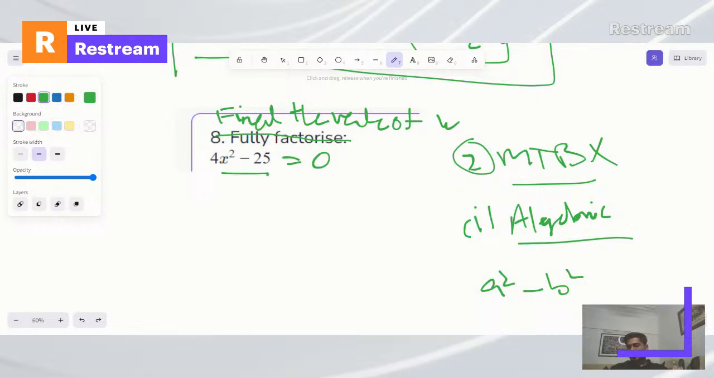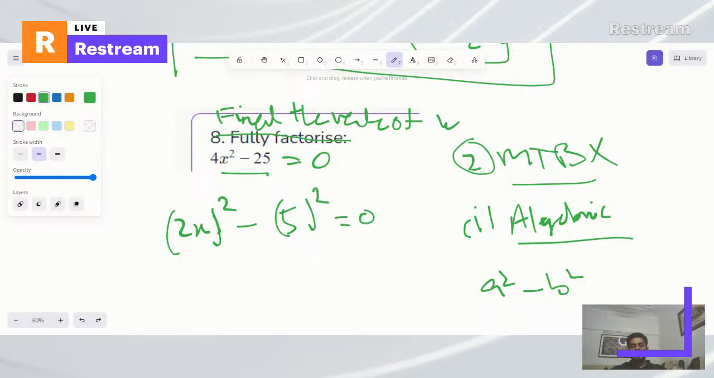Is 4 a square of something? 4 is a square of 2, right? So I write (2x) whole squared. Similarly, is 25 a square of some number? Yes, 25 is a square of 5. So I write 5 squared, equals to 0, right?